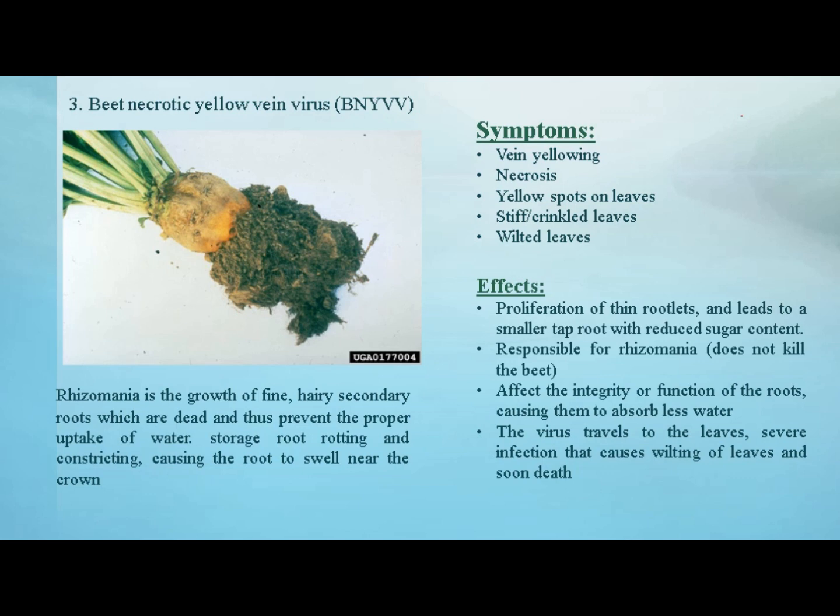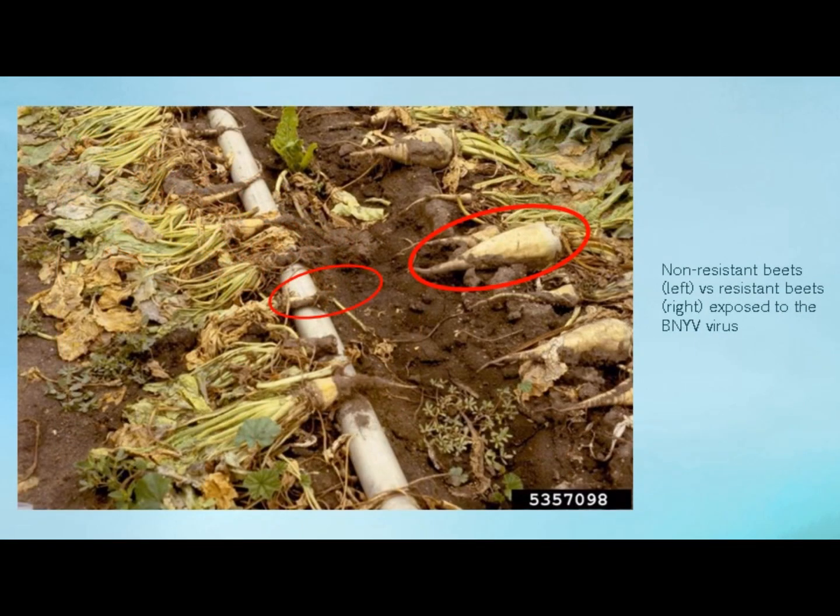Beet necrotic yellow vein virus causes the proliferation of thin rootlets and leads to a smaller taproot with reduced sugar content. It is also responsible for the disease rhizomania, which does not kill the beet but does affect the integrity or function of the roots, causing them to absorb less water. The virus then travels to the leaves, causing severe infection that causes wilting of leaves and soon death. You can see the non-resistant beet has a very small taproot compared to the resistant beet.